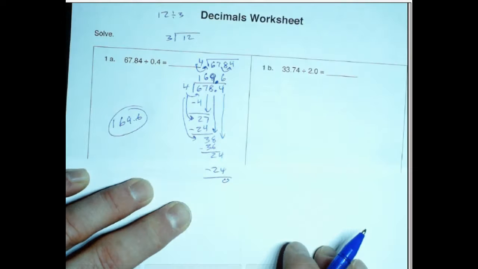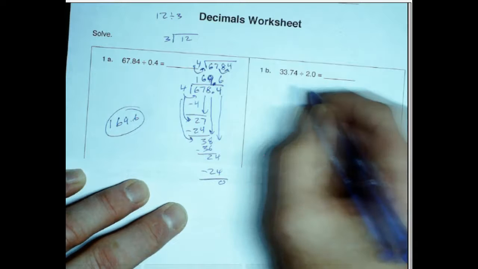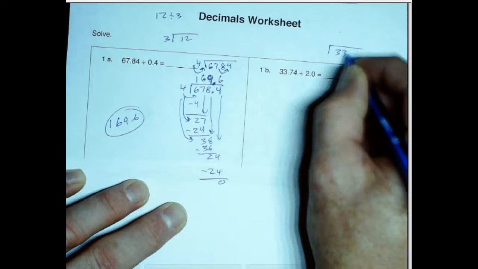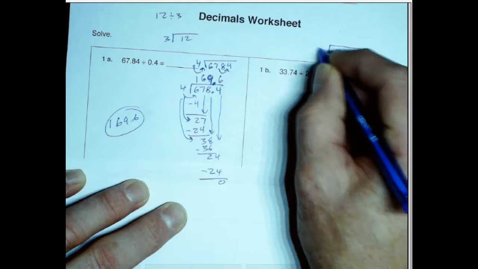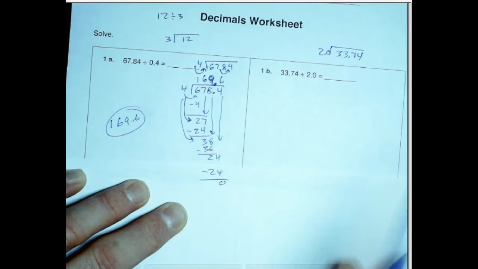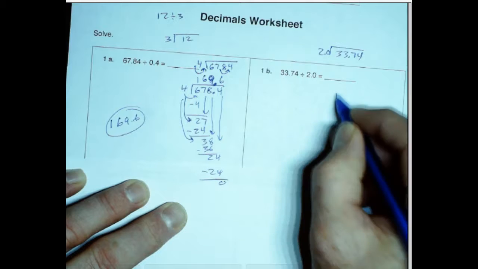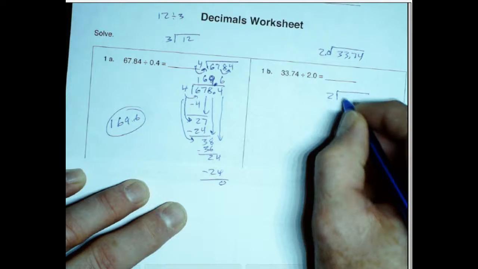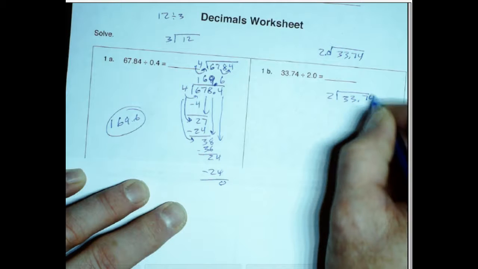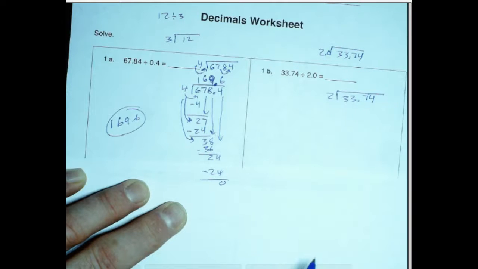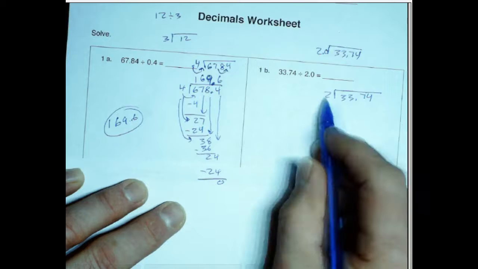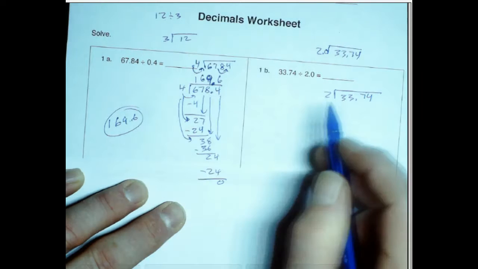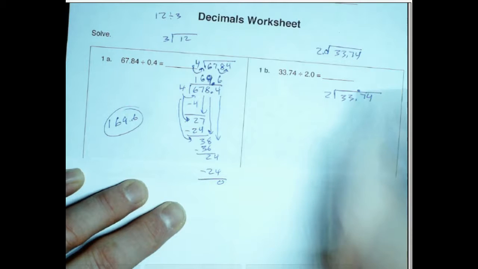Okay, let's take a look at another problem here quickly. 33.74 divided by 2.0. So let me set this up. Now 2.0 is really the same as 2. So actually, I do not have a decimal in that divisor position. So I don't have to do anything. I don't have to rewrite. I don't care if I have decimals in here. That's okay. I had decimals in the dividend over here too. So again, I'm just going to put the decimal up, and I'm ready to roll.